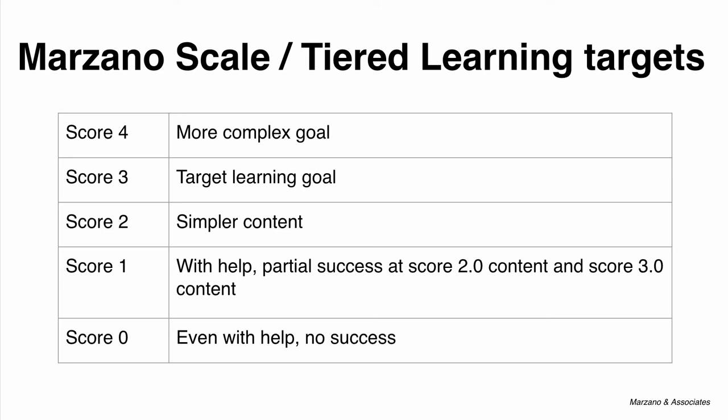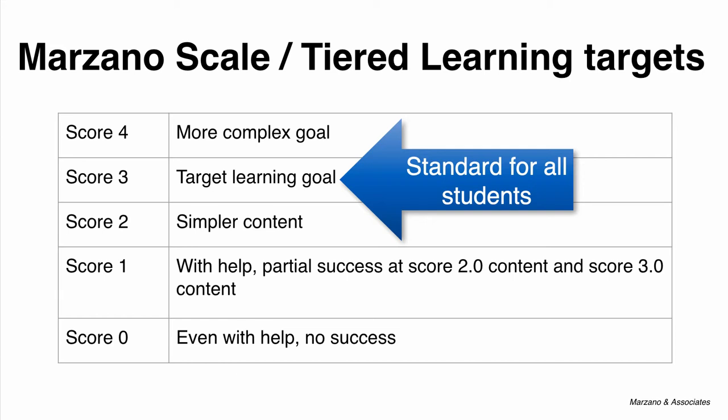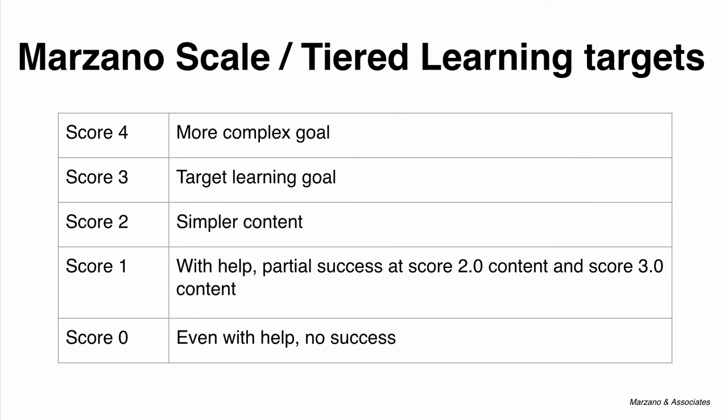If we explain this rubric, level 3, or proficient, or whatever you want to call it, is your target learning goal. This is where you want all your students to be. Then you would rewrite that learning goal into a simpler version for level 2, and rewrite the learning target for level 4 in a more complex version of that same learning target. Level 1 and 0 would be the same for all of the tiered learning targets. Level 1 would be with help, there's some success at level 2 and level 3. Level 0 would be that even with help, even with accommodations, there's no success.